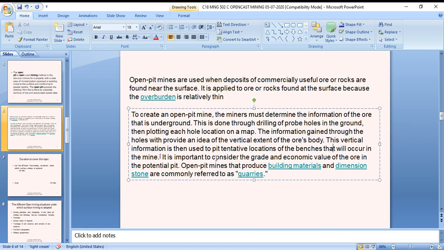This vertical information is then used to pick tentative locations of the benches that will occur in the mine. It is important to consider the grade, and in parallel, one more thing I have added: particularly in an ore body, sometimes it is good gold, sometimes it is poor gold, an inferior grade.